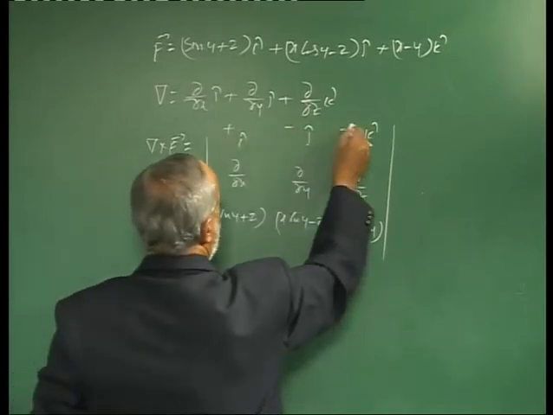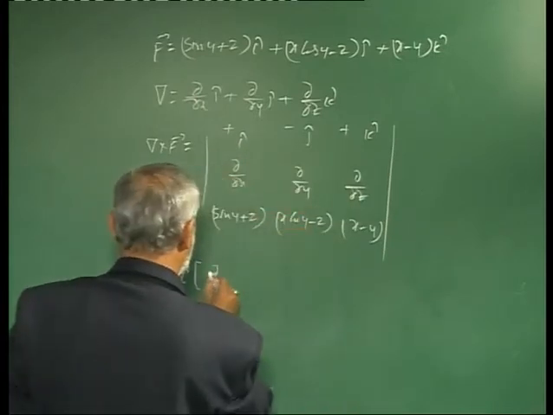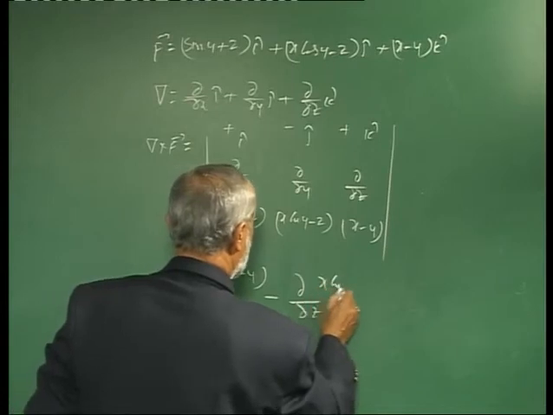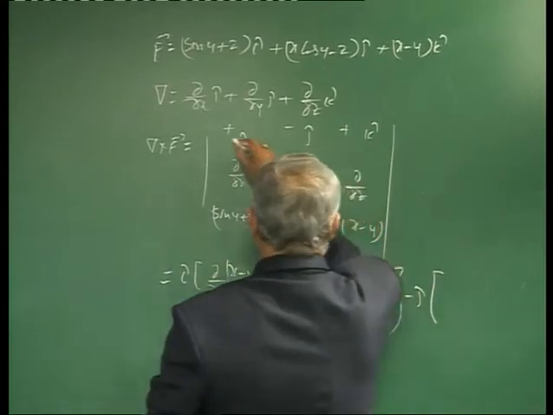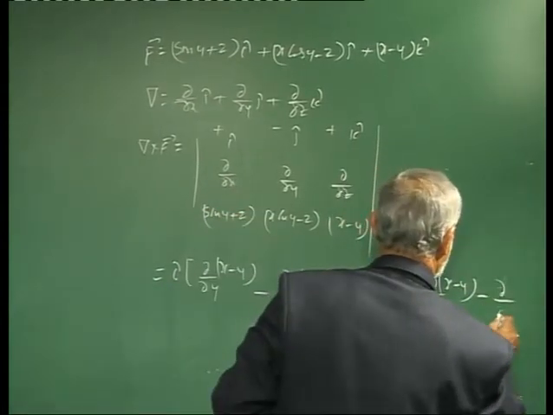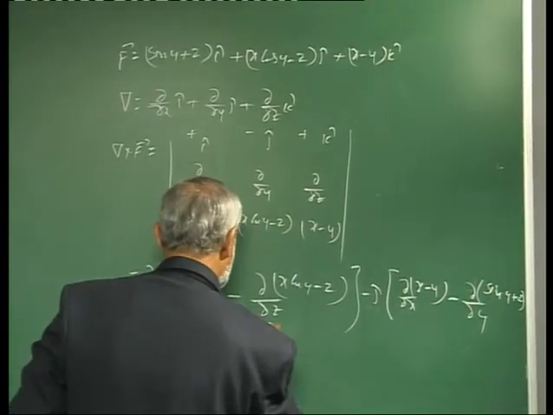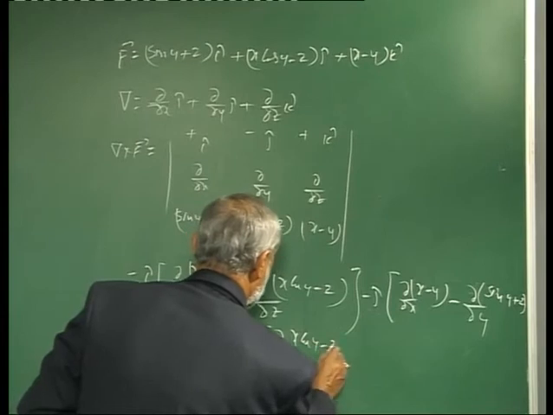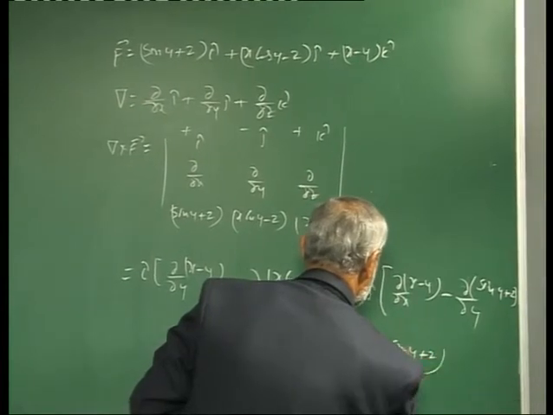This is plus, minus, plus. i vector: open the bracket, leave the first row and first column, del by del y of x minus y, minus del by del z of x cos y minus z. This is i cap. Next, minus j vector: leave the first row and second column, del by del x of x minus y minus del by del y of sin y plus z. Next, plus k vector: leave the first row and third column, then del by del x of x cos y minus z minus del by del y of sin y plus z.